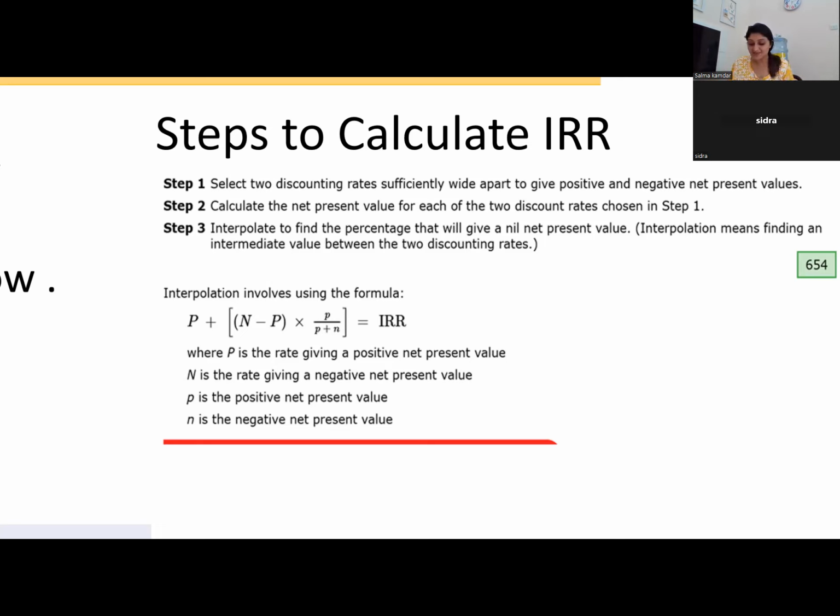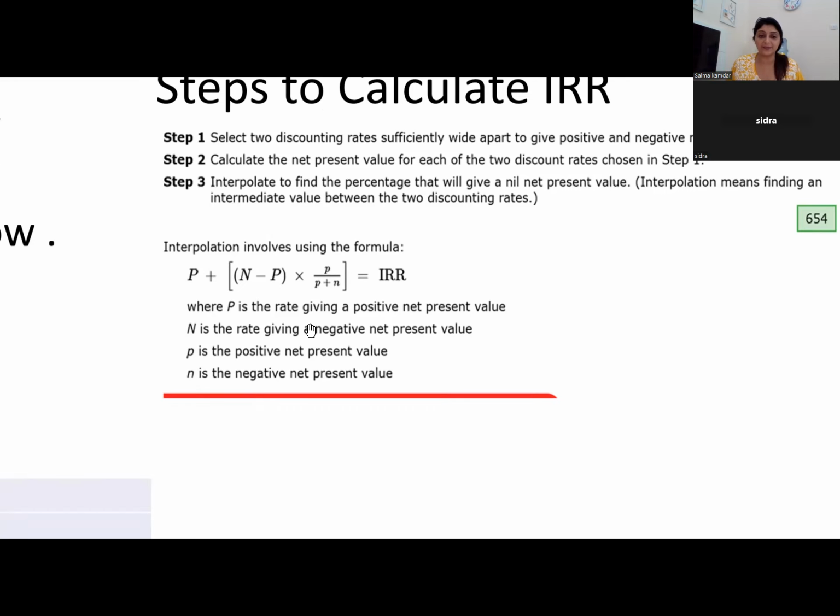Small p and small n are the values of your net present value.